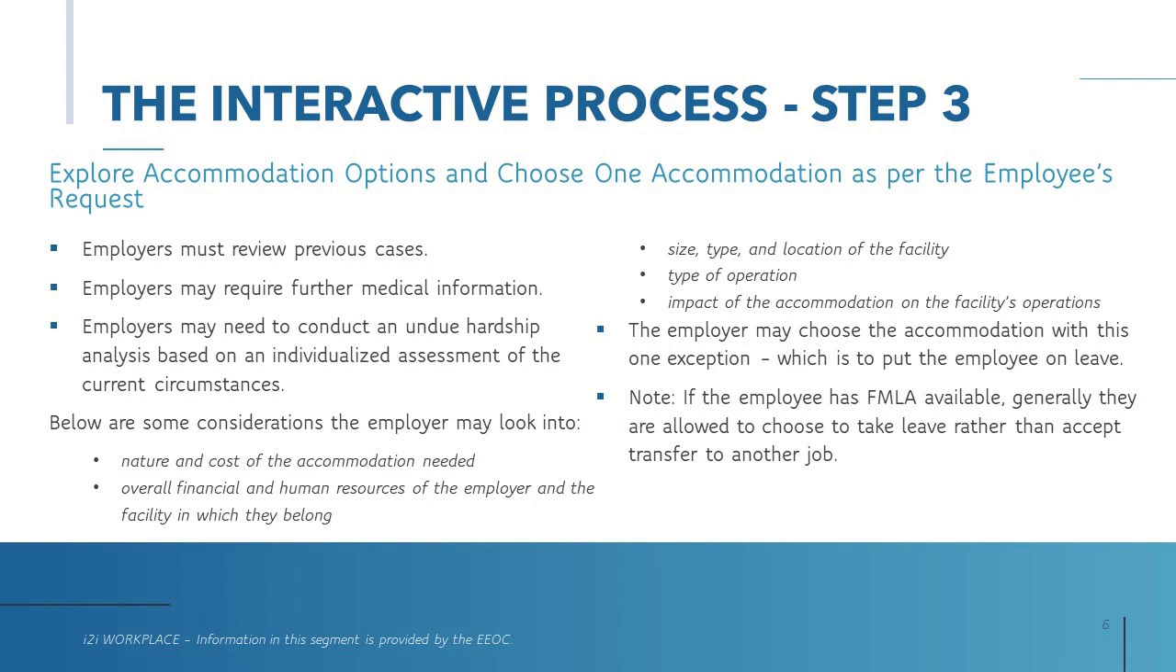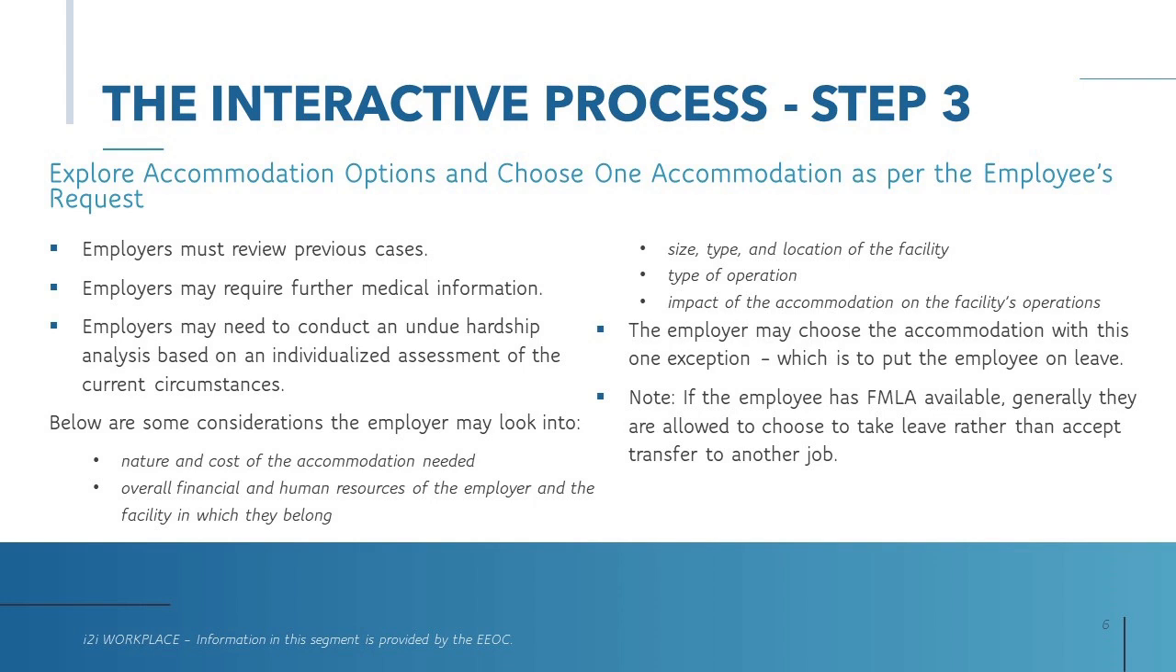This will help in finalizing the effective accommodations to be made, ideally one that would allow the employee to perform the essential functions of the job without discrimination because of their disability. To ensure that proper accommodations would be made, the employer may need to conduct an undue hardship analysis. This analysis must be based on an individual assessment of the current circumstances that show that a specific reasonable accommodation would cause significant difficulty or expense on the part of the employer.